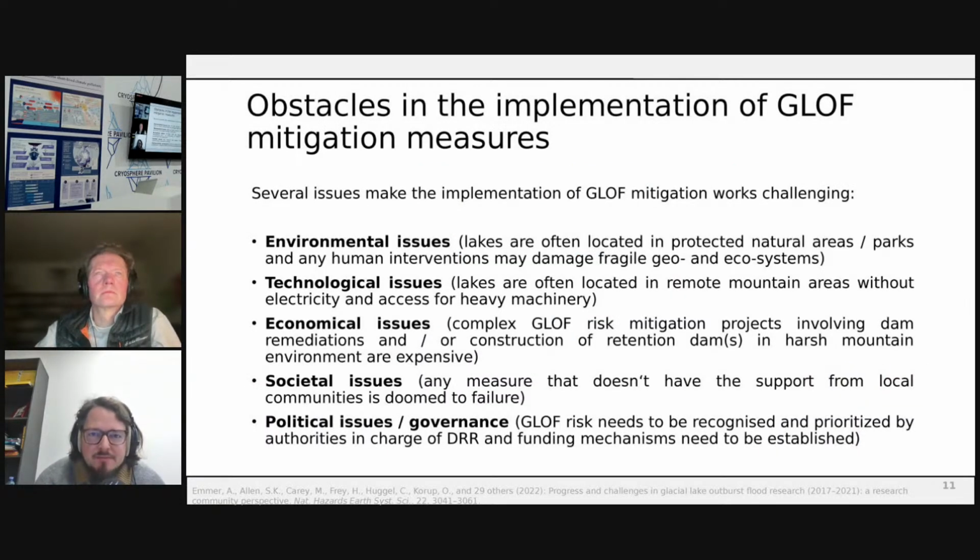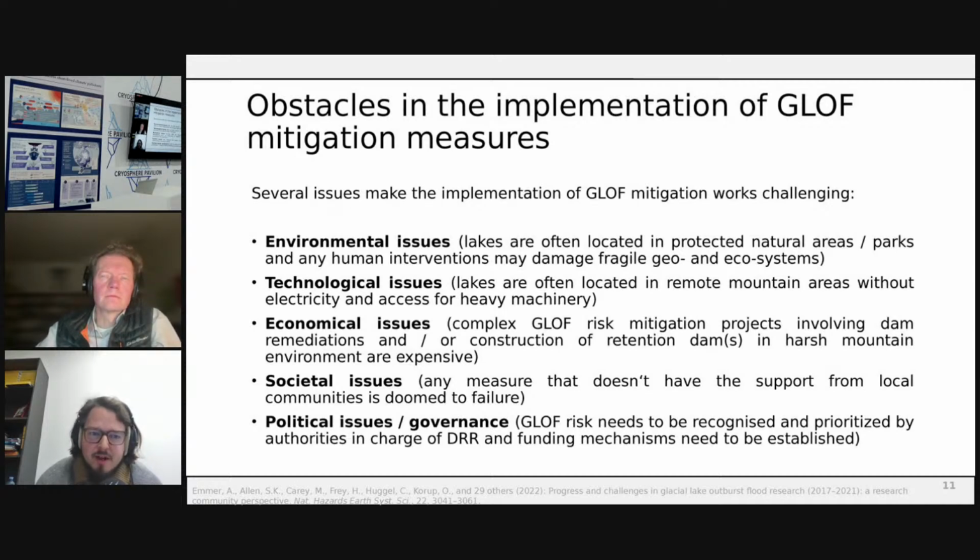So what are the obstacles of the implementation of flood mitigation measures? I have identified 5 general issues. First, those are environmental issues. You know, the lakes are often located in protected natural areas or national parks. So any human interventions may damage those fragile geo- and ecosystems. Then there are technological issues. So lakes are often located at 4,500, 5,000 meters in remote mountain areas without electricity, without access. So it's really difficult to get the heavy machinery there to execute the work.